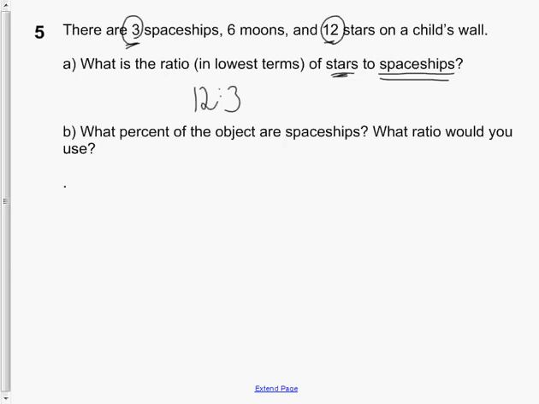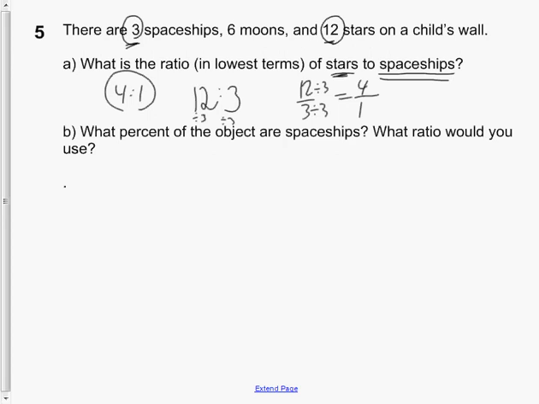And if I'm to reduce it, I can think of it just like I would if I was reducing a fraction. I could divide by a common factor. In this case, both share 3. So the first term would be 4 and the second term would be 1. I could also do it here just the same way and then write it as 4 to 1. So therefore the ratio means that for every 4 stars on this child's wall, one of them would be a spaceship. Right? So there's 12 stars, so therefore there's 3 spaceships.